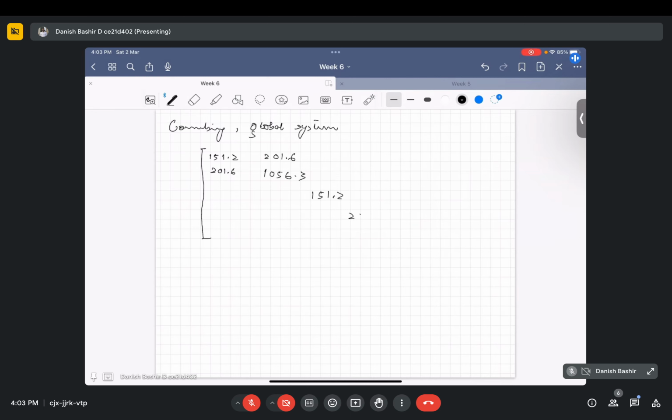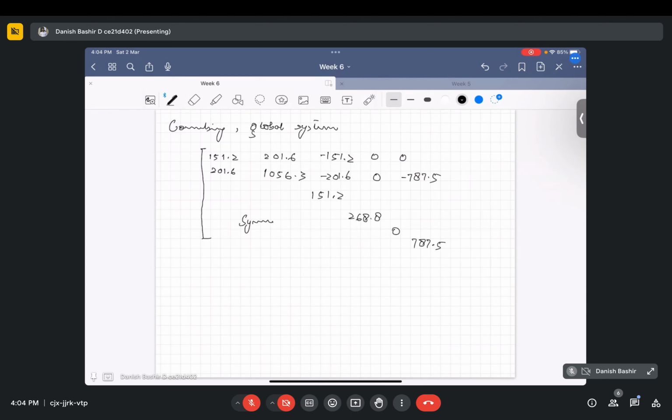This element will be 268.8. This element will be 0. This element will be 787.5. And these elements will be minus 150, 1.2. Then this element will be minus 201.6. And next element will be 0. This will be 0. This will be 0, minus 787.5. Okay, like this. And this will be symmetric from this side.